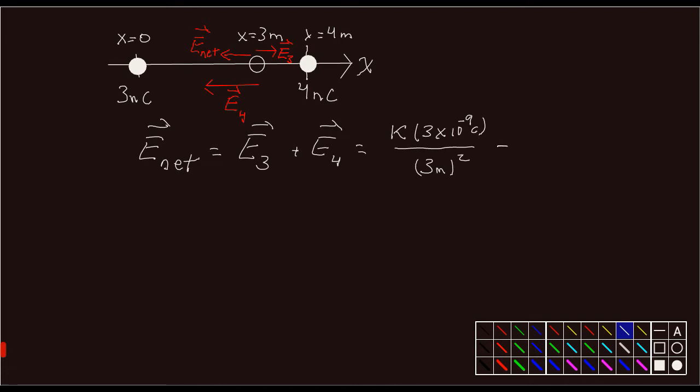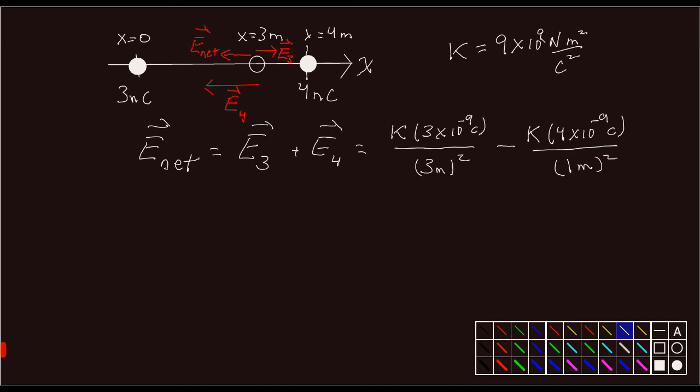Now the x component of E4 is, first of all, negative because it points in the negative x direction, and its magnitude is k times 4 times 10 to the minus 9 coulombs divided by 1 meter squared. Now keep in mind that k is equal to, well, we're going to take the rough approximation of 9 times 10 to the 9 newton meter squared over coulomb squared.